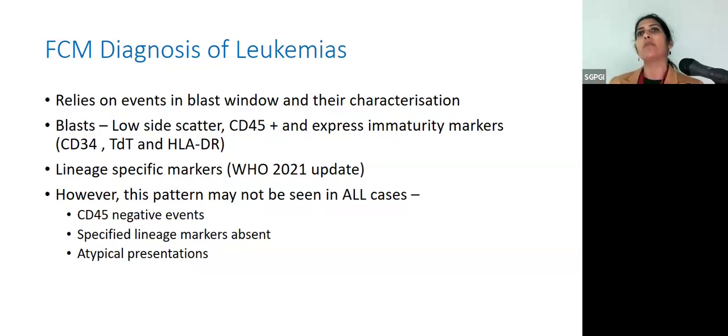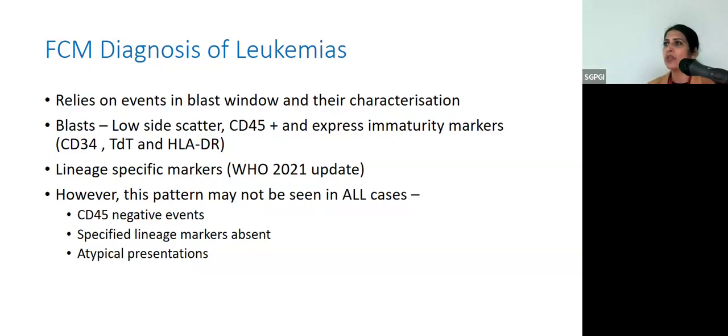These are cells which are immature, they have a low side scatter, they are CD45 positive, generally variable. Yeah, it can be dim. It depends on what lineage blast. Like T blast would be CD45 bright, right? B blast would be CD45 dim. Myeloid blast would be somewhere in between, correct?